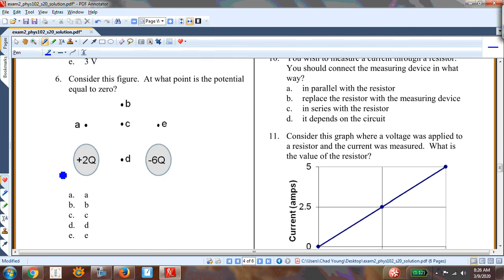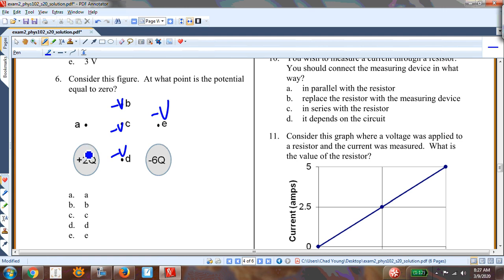Where's the potential equal to 0? Okay, well I know it's not B, C, or D. I don't know that right off. But B, C, and D are all equidistant between the positive and negative charges. So since the negative charge is bigger, I know that each of these is going to have a negative potential because the negative charge will dominate. Over here, the 6Q is closer to E, so I know also this one, the 6Q will dominate.